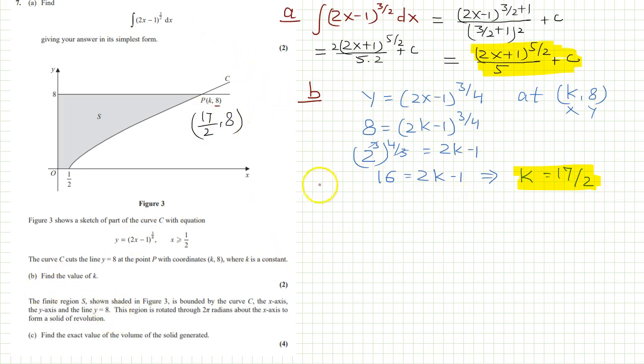Part C. The finite region S, this one, shown shaded in figure 3, is bounded by the curve, x-axis, y-axis, and the line y is equal to 8. This is rotated through 2 pi radians about the x-axis to form a solid of revolution.